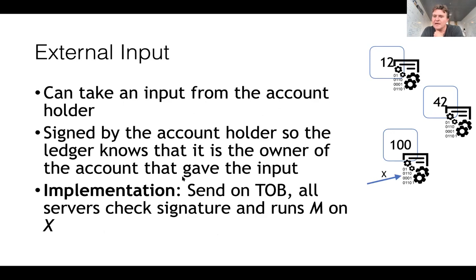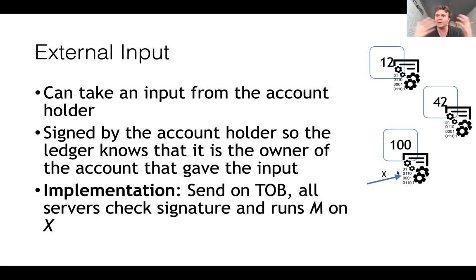So one way that a smart contract could be triggered is that it gets an external input from the owner of the account. The way that would be done is that the owner of the account would like to give an input to its smart contract. So it would sign X again with the corresponding signing key, so we know it comes from the owner of the smart contract, and then just put this thing onto the totally ordered broadcast.